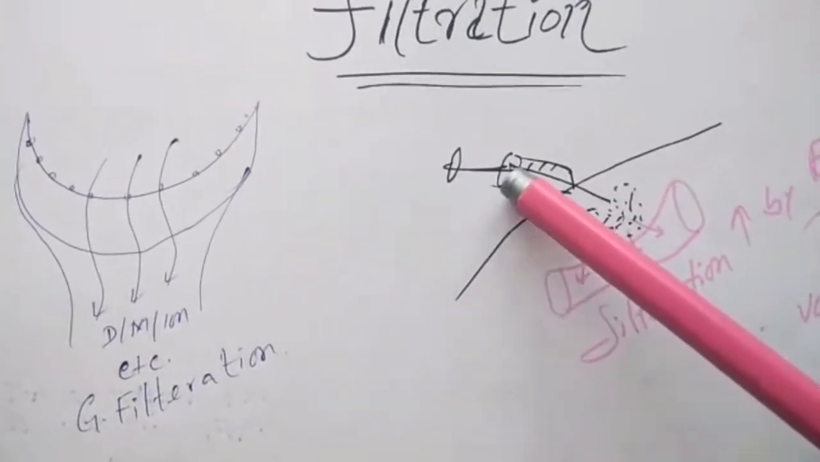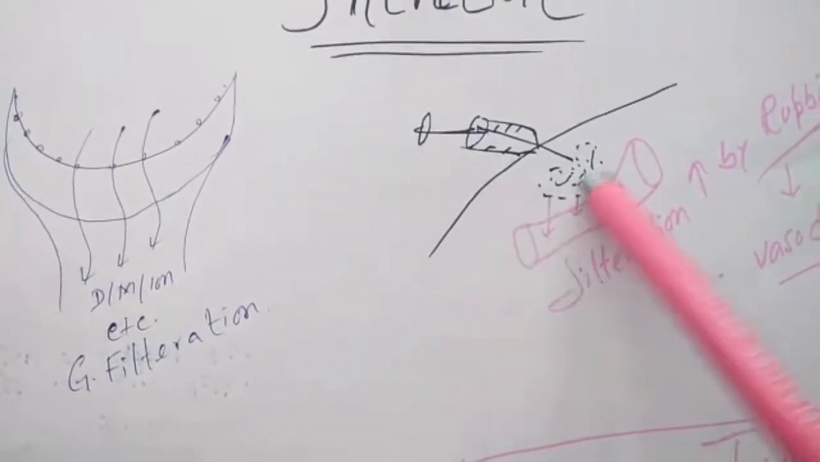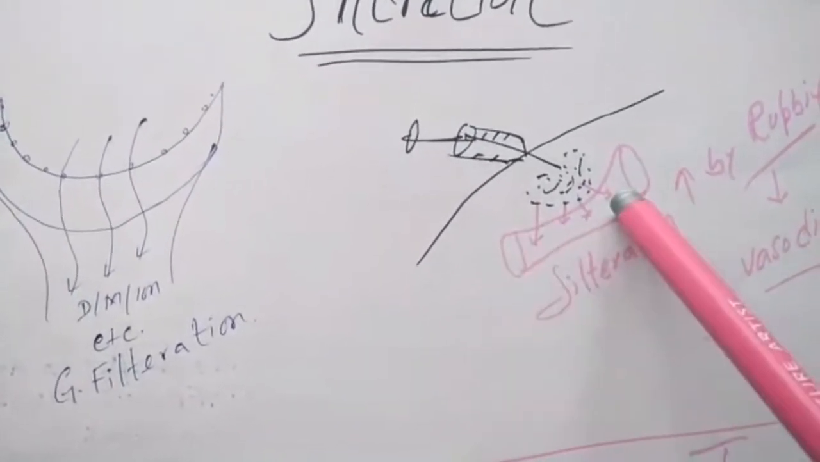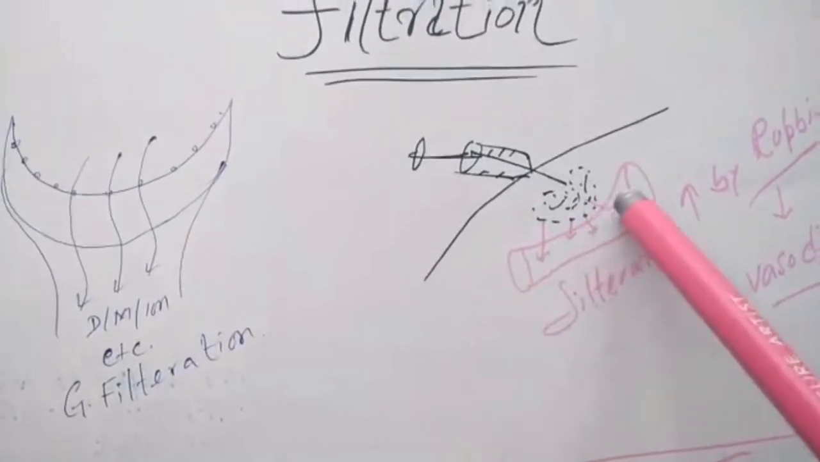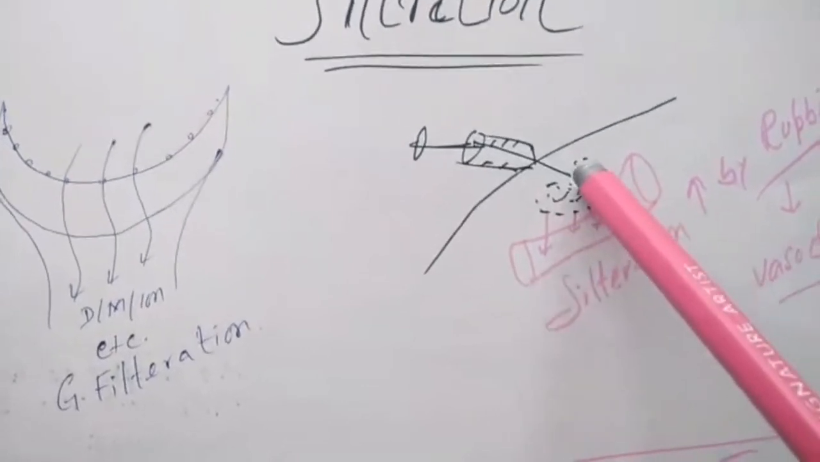Once a person is injected intramuscularly, the drug accumulates in the muscle. If we rub that area, there is vasodilation. After vasodilation, the opening or the diameter of the pores is increased and the drug is internalized.